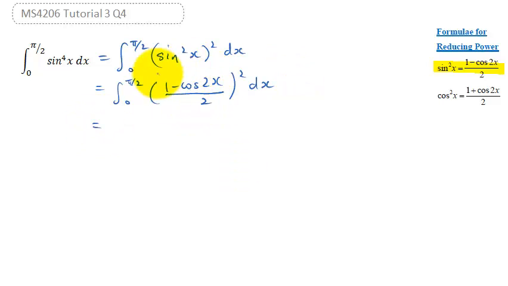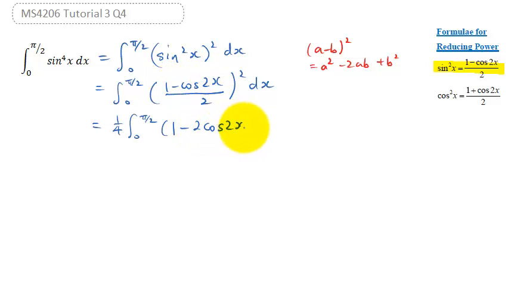So now I have to expand this. The denominator, if I take power 2, it becomes a quarter. So now I have to expand the numerator. Recall, if I have a minus b squared, I'll square the first term, square the second term, twice the product of the two terms. So squaring the numerator, I'll have square the first term, twice the product of the two terms, and then square the second term.